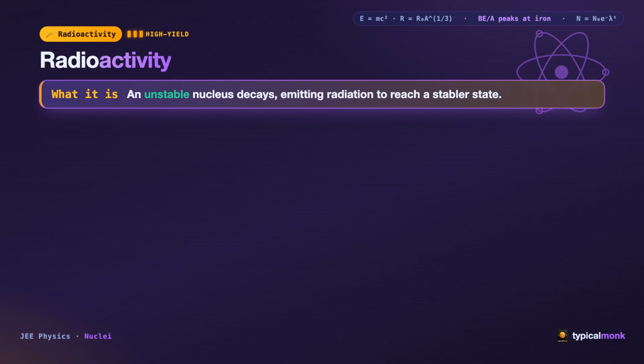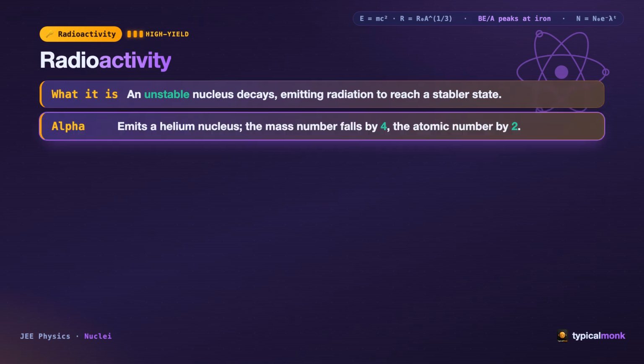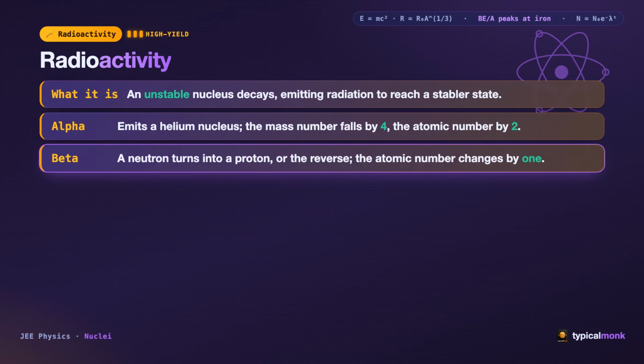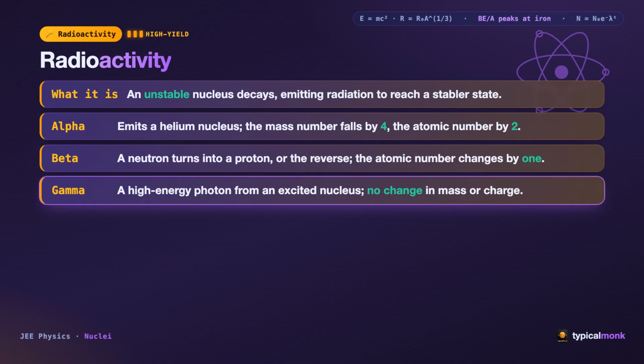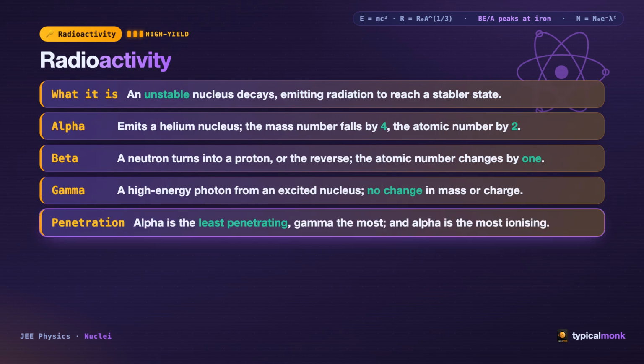Now radioactivity. What is it? An unstable nucleus decays, emitting radiation to reach a stabler state. Alpha decay: it emits a helium nucleus. The mass number falls by 4, the atomic number by 2. Beta decay: a neutron turns into a proton, or the reverse, and the atomic number changes by 1. Gamma decay: a high-energy photon from an excited nucleus, and there is no change in mass or charge. Penetration: alpha is the least penetrating, gamma the most, and alpha is the most ionizing.